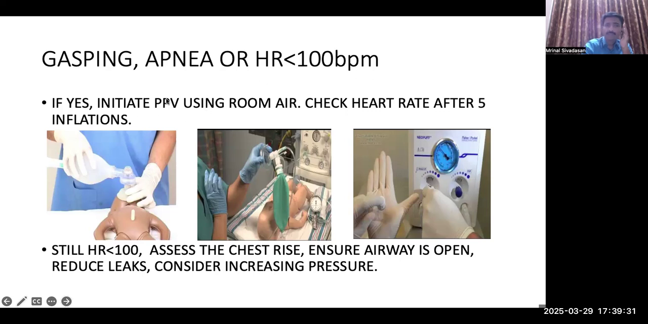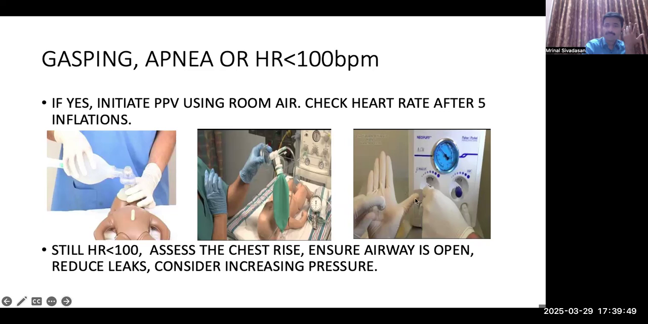100, then you give initial positive pressure ventilation using room air if the baby is term, and check the heart rate after 5 inflations. You can give the positive pressure ventilation using the self-inflating bag and mask, or using the flow inflating bag and mask, which is not used in our setup.